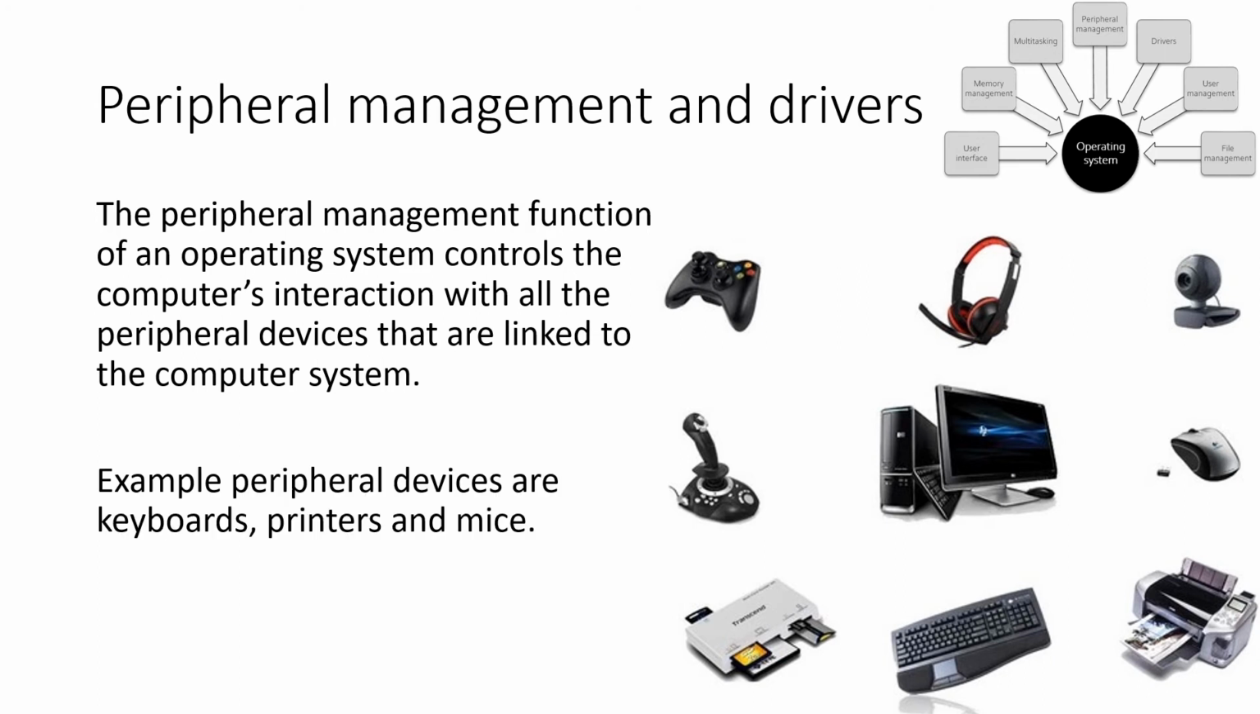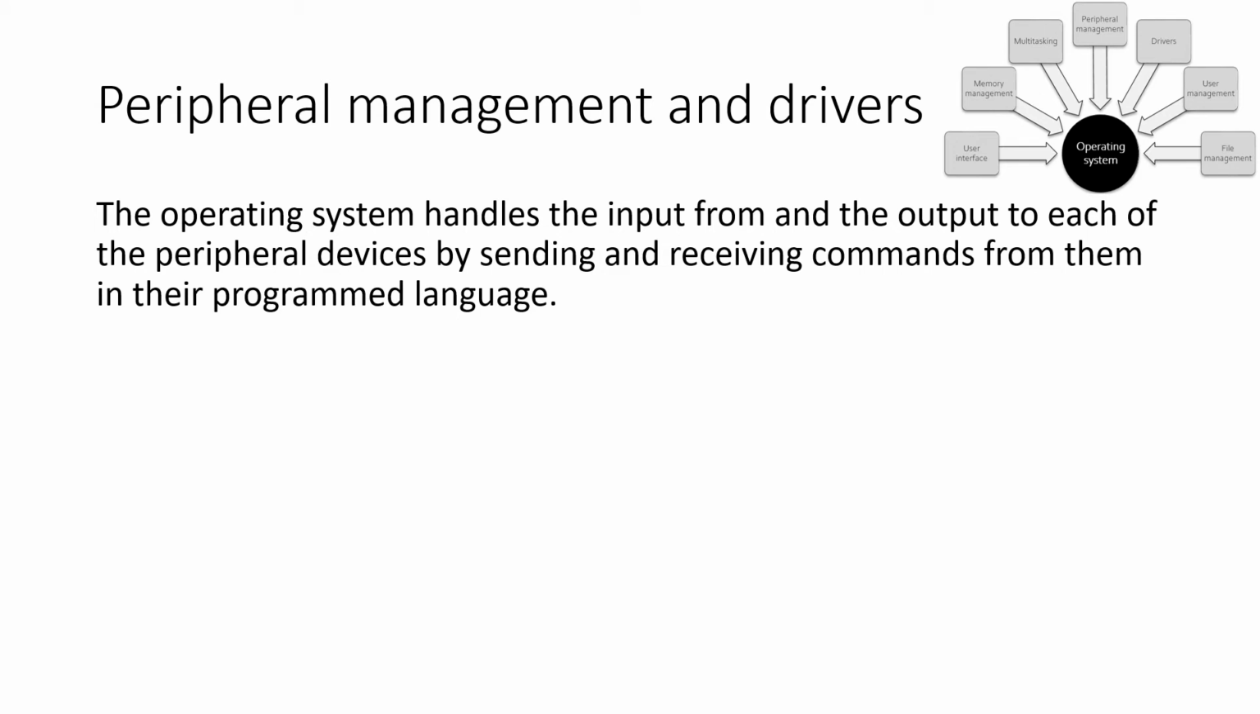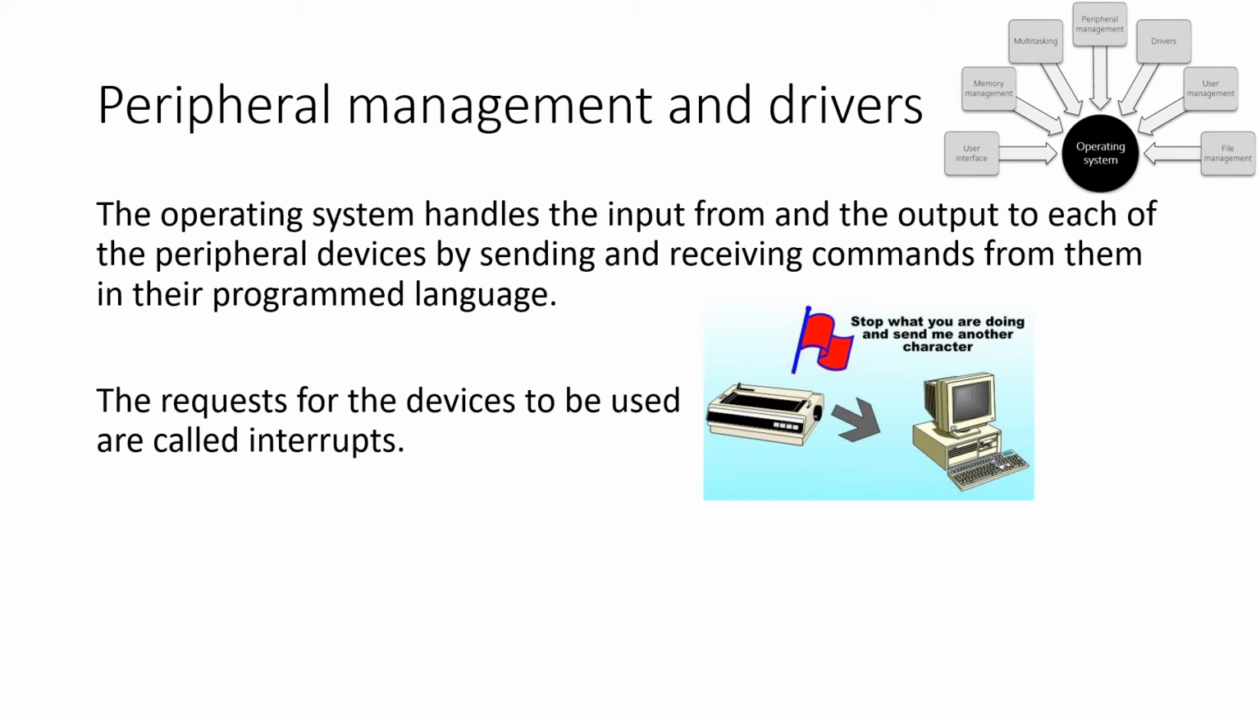And as you can see, there's a number of examples. So the operating system handles all the input and output from each of these devices. It sends and receives commands from whatever language they've been programmed in. There are different requests given by these devices and sent to these devices. A printer might want to use some time from the computer. These are known as interrupts.